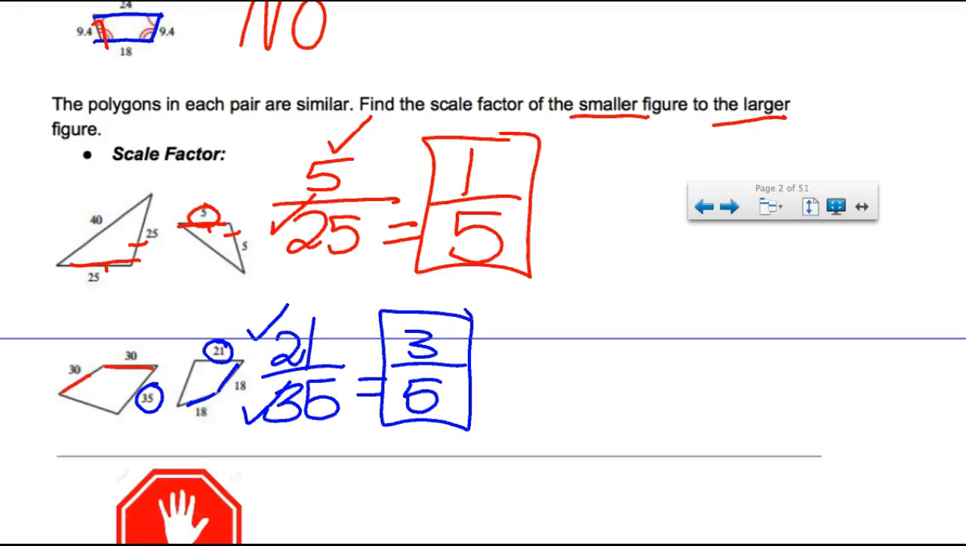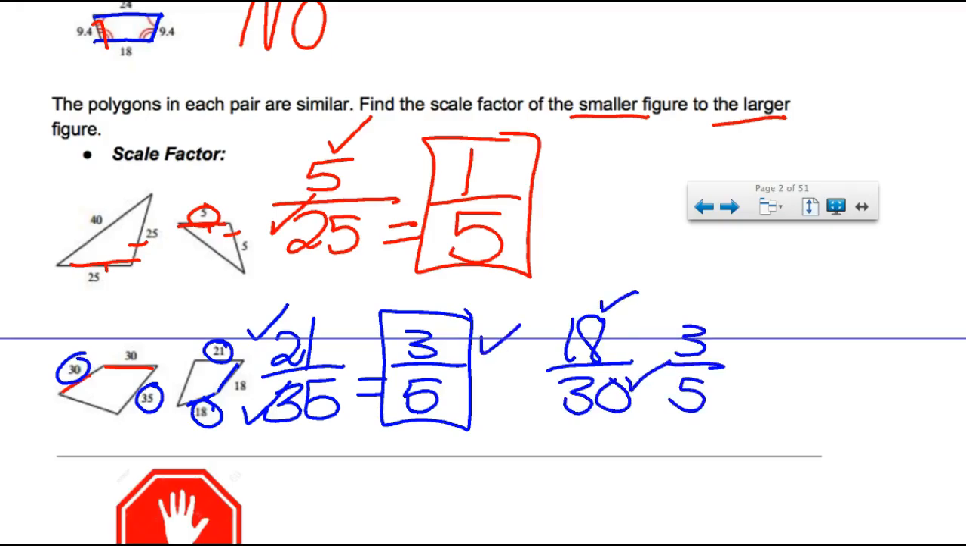Now, I could have chosen to do 18 to 30, and if you did, you'd get the same answer. Because they're proportional, the scale factor has to be the same. Divide out a 6, divide out a 6, and I get that same scale factor.